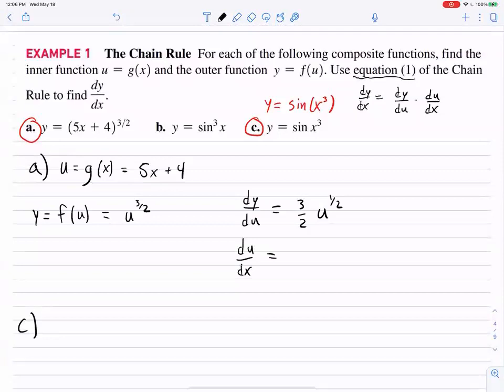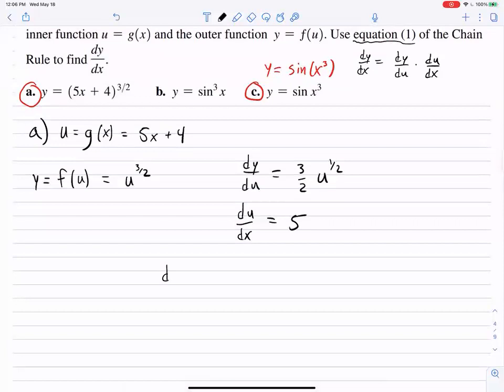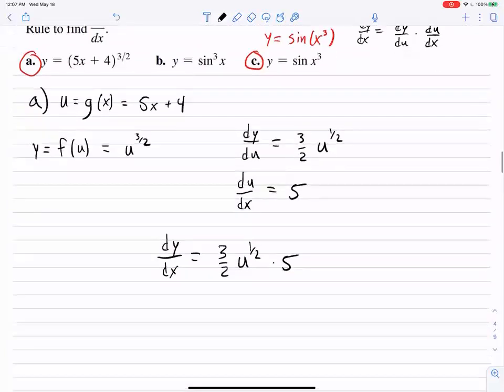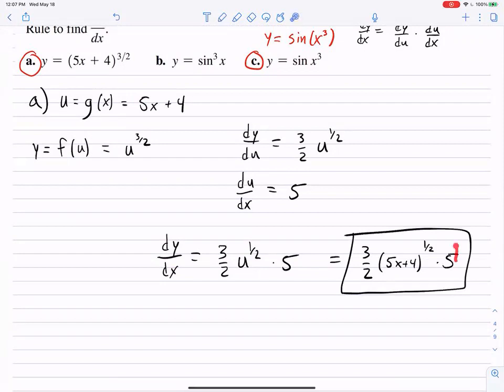And then what is du dx? Du dx is take the derivative of this function with respect to x. That's going to be 5. And so that means that dy dx is equal to 3/2 u to the 1/2 times 5. But now plug back in g, and so that's 3/2. And then what is u? Well, u is 5x plus 4. And so it's 5x plus 4 to the 1/2 times 5. And then you can just leave it like that. We could simplify by bringing the 5 out, but that's fine.